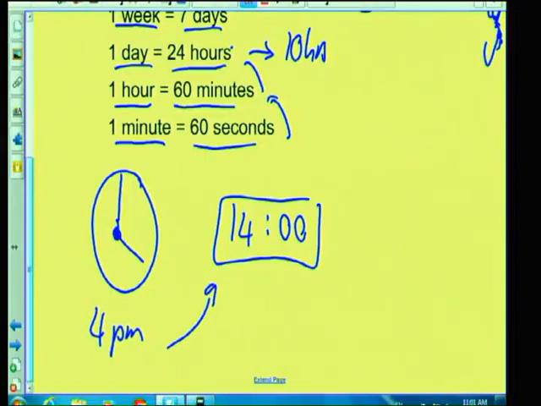This one is going up in units of 10. It's gone past the 12, so it would actually be 2 p.m. Remember, p.m. means post-meridian, after noon. p.m. means afternoon, a.m. means morning. So be very clear that you can do those sort of calculations.